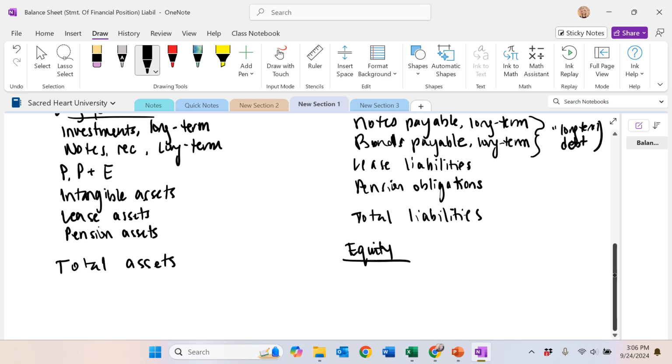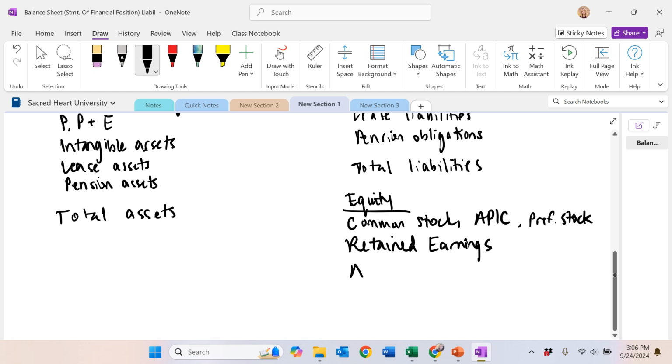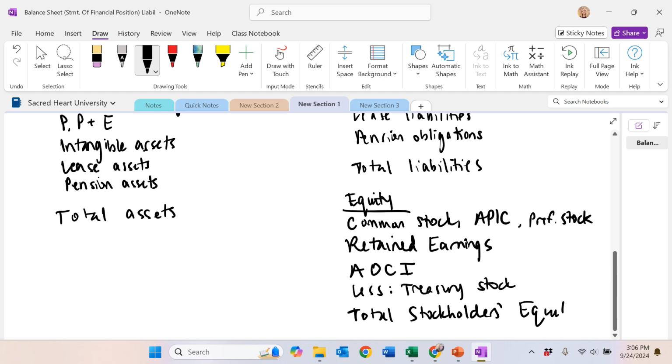The major components of stockholders' equity: common stock, perhaps preferred stock, additional paid-in capital on common and or preferred stock. Most companies only issue common stock. Retained earnings, all of the company's income less all of its dividends since it first became a company, they get reinvested into that company. Accumulated other comprehensive income. We reduce stockholders' equity with any treasury stock. And this gives us our total stockholders' equity. And of course, the total liabilities plus total stockholders' equity needs to equal our assets.